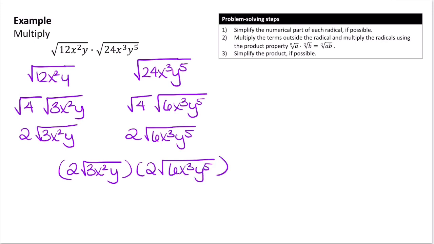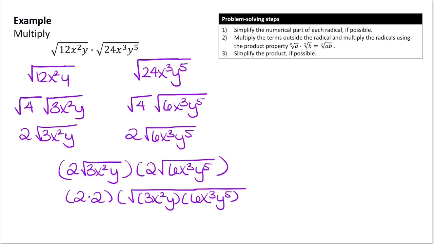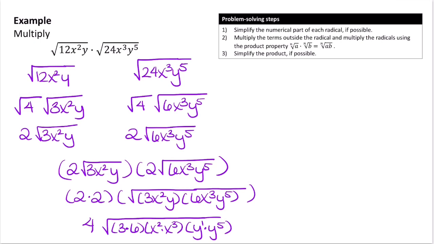So let's first pull out the coefficients. So we have 2 times 2, and then we have everything under the square root that's being multiplied. So we have 3x squared y times 6x cubed y to the fifth. Okay, so now let's use those strategies we had for multiplying monomials inside the root. So outside I have 2 times 2, which is 4. And then this I'm going to rearrange. I'm going to write this as like 3 times 6. And then I'm going to do x squared times x cubed. And then I have y times y to the fifth. So that y, remember, has an exponent of 1.